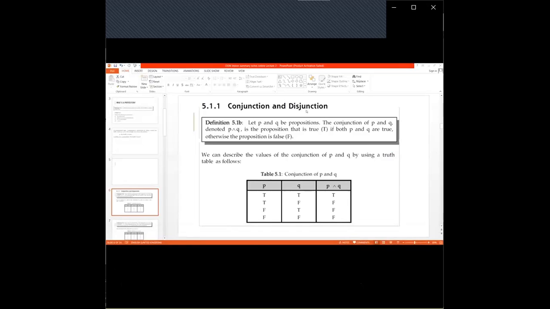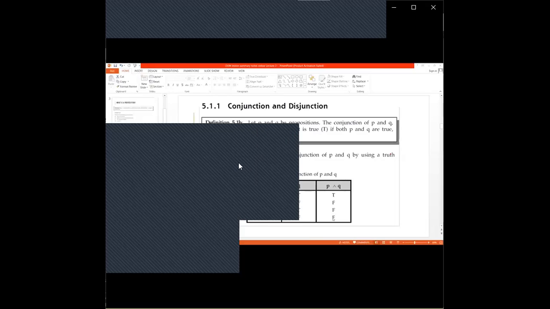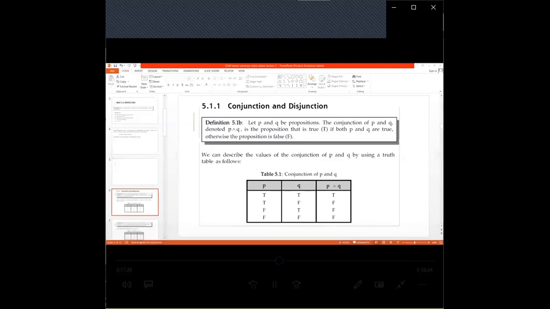Okay. So having taken note of the table, you realize that the only scenario where we'll get a true value is where we have true and true. So true and true will result in what? True. Right? Otherwise, we have false. Truth and truth will result in true. Otherwise, we have a false value. Very well.